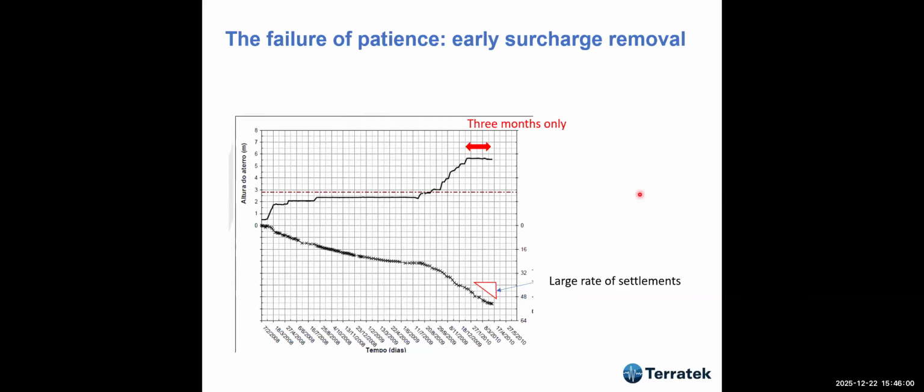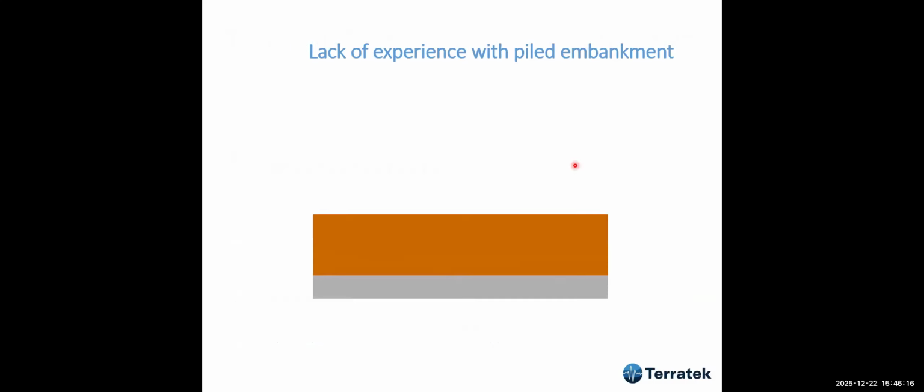They can't wait, they have to inaugurate the construction, so they allowed only 3 months, while it should have been there for 6 at least. And the rate of settlement was very large by the time they removed the surcharge. And it was a disaster. And this took place in Rio de Janeiro.